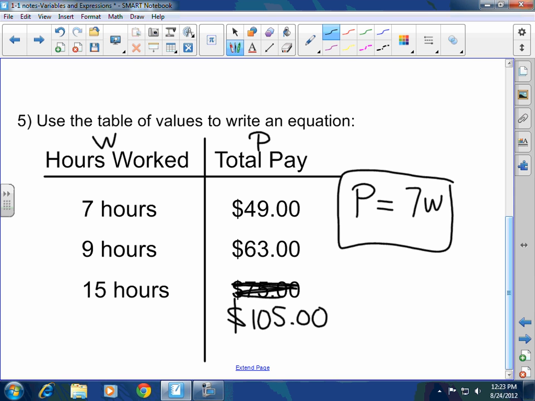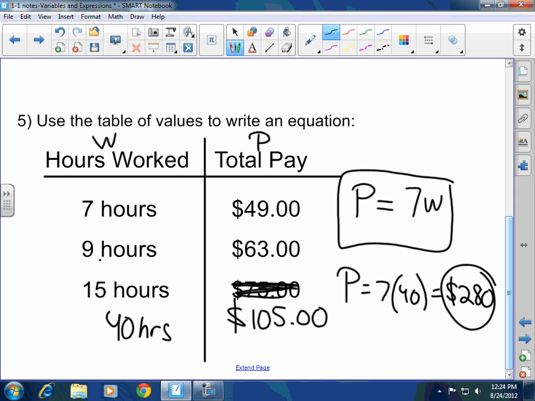How does that work, Morrow? Well, when I work 7 hours, is that 49? When I work 9 hours, is 9 times 7 63? When I work 15 hours, it's 15 times 7, 105. Now, what's the point of this? Well, if you want to find out how much you're going to make and you had a big week and worked 40 hours, how much is your pay going to be? 7 times 40 is going to be $280. Does that make sense, guys?